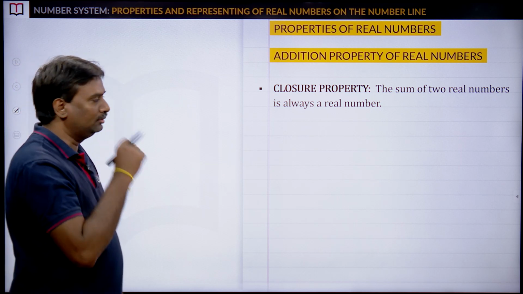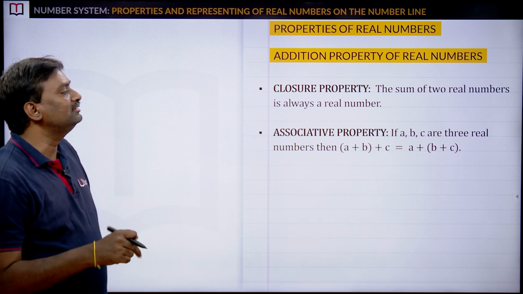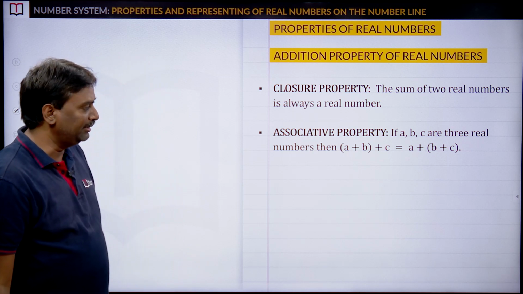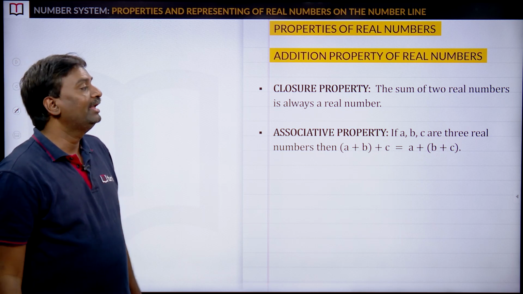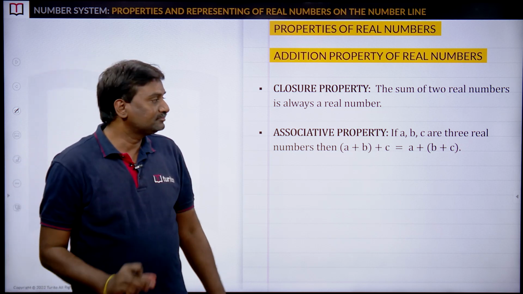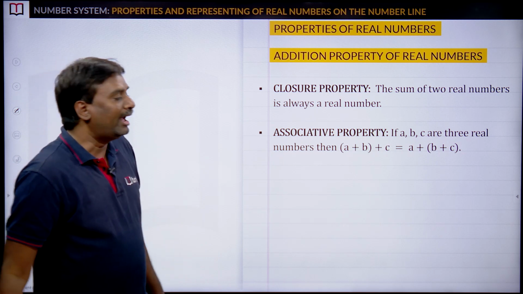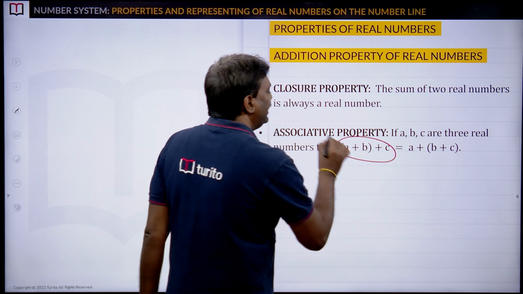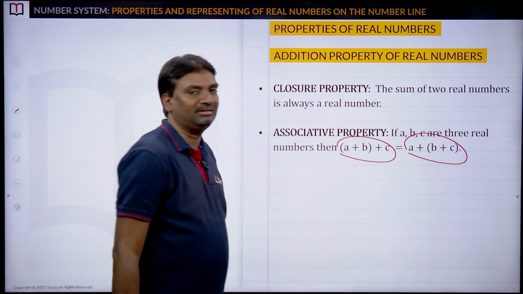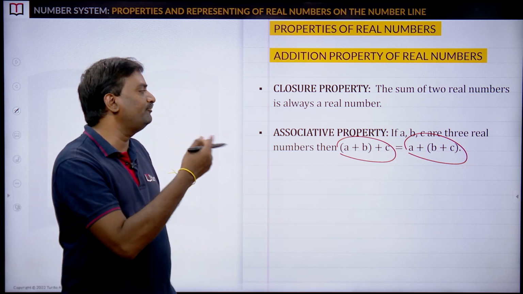Next, associative property. So, associative property means if A, B, C are three real numbers, then (A plus B) plus C equals A plus (B plus C). If A, B, C are any three real numbers, you may take any three numbers, then by observing this, where LHS is (A plus B) plus C and RHS is A plus (B plus C), for any three real numbers A, B, C, if LHS equals RHS, then we can say that it is associative property.